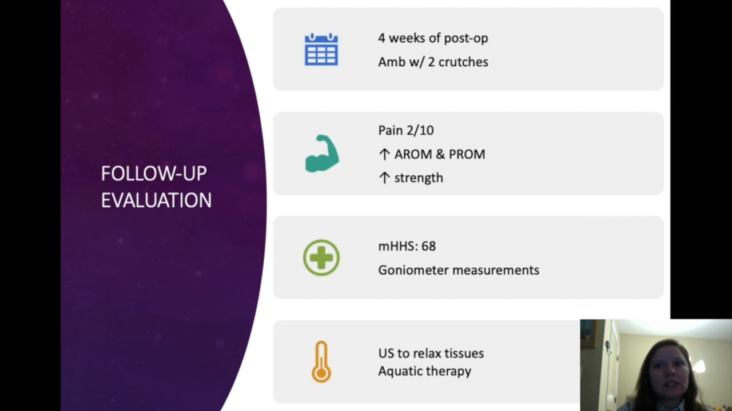So she scored a 68 on the modified Harris Hip Score. Goniometer measurements, as I said, and those were showing improvements. And we're going to continue to do treatments 3 times a week. And she's really enjoying the aquatic therapy. I think that's really helping, especially her confidence. Like she feels like she can do more in the water.